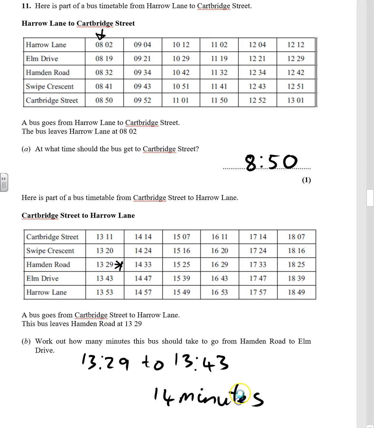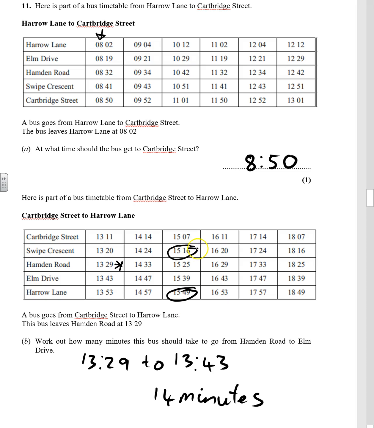Now, part C, I'm going to talk you through how to work it out. Peter lives in Harrow Lane and his grandmother lives in Swipe Crescent. So, he goes to visit her. He wants to spend 3 hours with his grandmother, but he needs to be back in Harrow Lane by 1600. So the bus back must be this one. That's the time he must be back in Harrow Lane. So I'm going to work backwards. If he needs to be back then, he needs to get that bus.